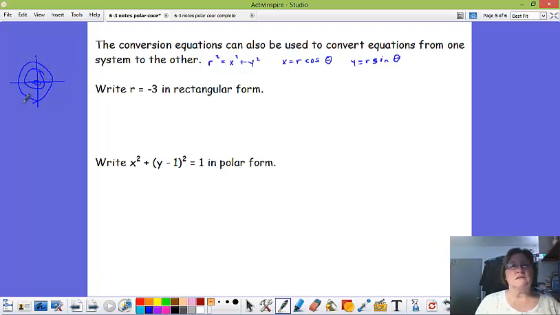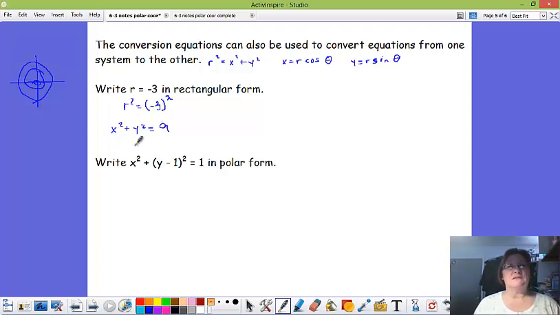So our equation is going to be that of a circle. And let's see if we can't come up with that equation. What we know is that r squared is x squared plus y squared. So let's do this. Let's square both sides of this. We would have r squared equals -3 squared, and r squared is x squared plus y squared. So I'm going to substitute x squared plus y squared equals 9.